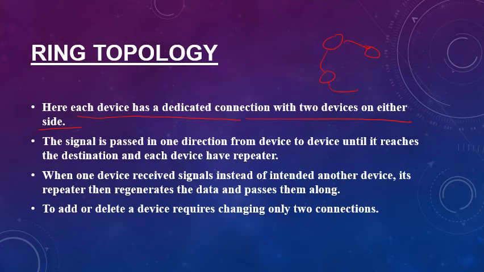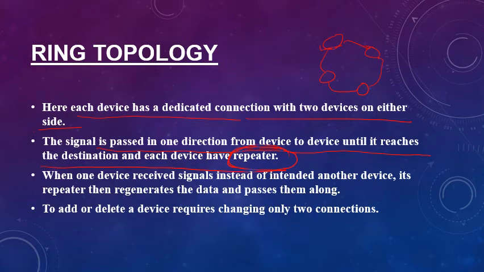Then another one is connected with two devices, then another, and so on. The signal is passed in one direction from device to device until it reaches the destination. And each device has a repeater. A repeater is a device that strengthens the signal.